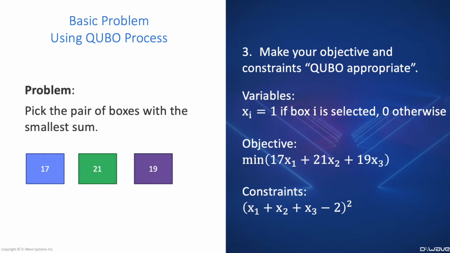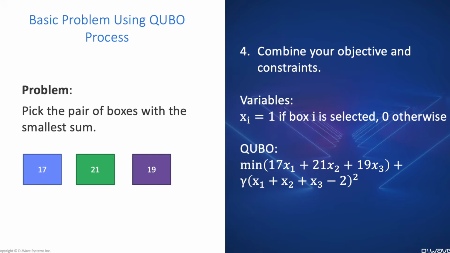Now the third step is make your objective and constraints QUBO appropriate. In this case, we really don't have to do anything other than write the constraint as the sum of the x's minus 2, squared. And that's the same form as it took in the one hot problem earlier. If I do that, then it'll favor having two of those turned on, but not 3 or not 1. Notice the number 2 in there instead of the number 1 in the one hot. So if you like, this is 2 hot. I have wanting 2 of them to be turned on as my constraint.